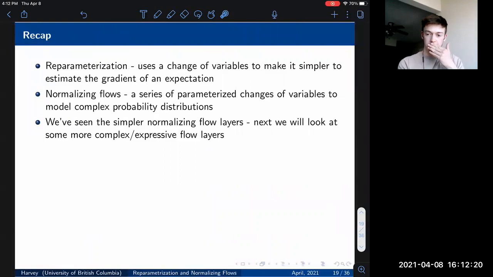Now is when I'd put in the little pause, so I'll do a recap first. We've looked at reparameterization, where we use a change of variables rule to make it more convenient to estimate the gradient of an expectation. We also covered normalizing flows, where we apply a series of functions, each of which can be thought of as a change of variables. This allows us to model complex probability distributions. We've seen a couple of different normalizing flow layers, and later we will look at a couple more expressive ones.